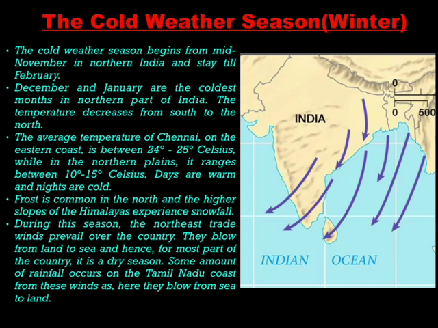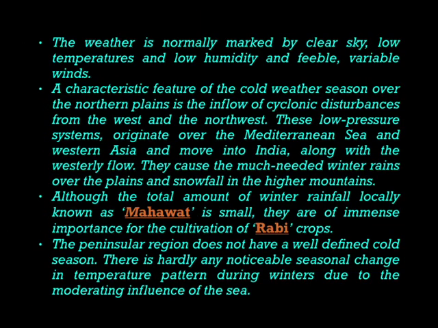You can see in the adjacent figure, the northeast trade winds are blowing, but when they come to the coast of Tamil Nadu, they come with the moisture that is gathered from the Bay of Bengal, and they give rainfall to the Tamil Nadu coast in winter. The weather is normally marked by clear sky, low temperature, low humidity and feeble variable winds, means the weather is very pleasant, and most of the long trips are arranged in India by tourists in this season.